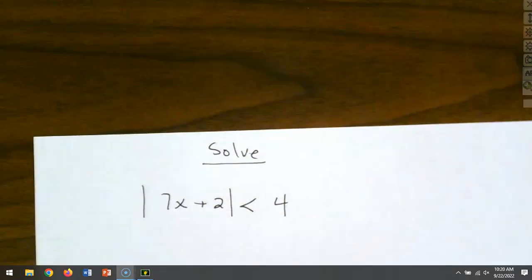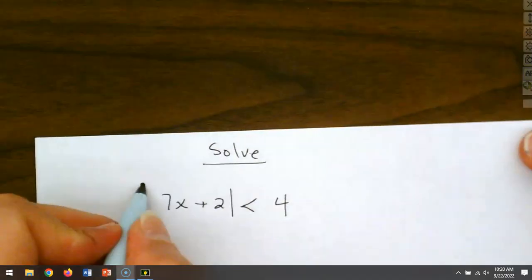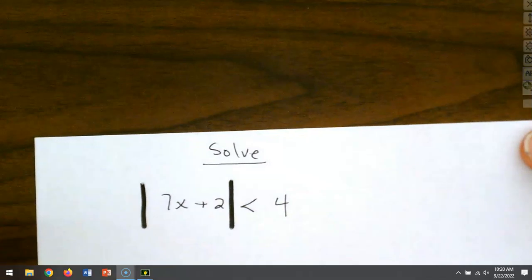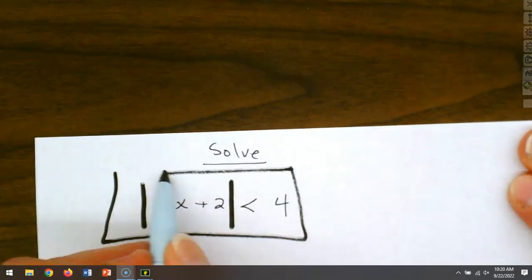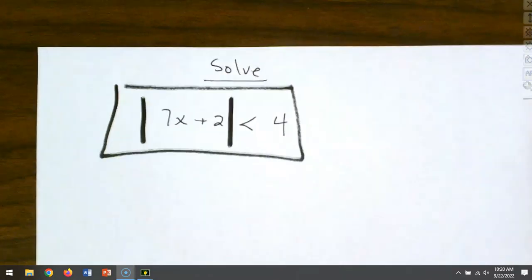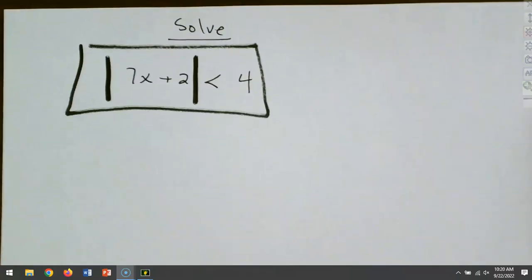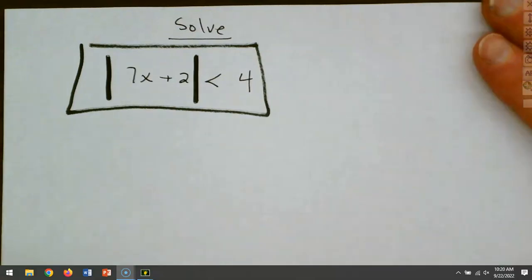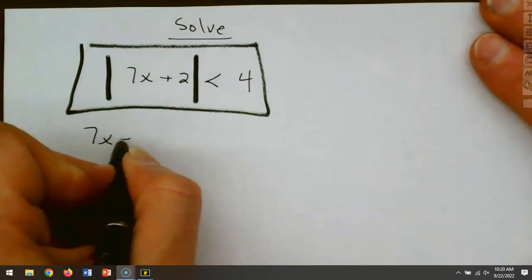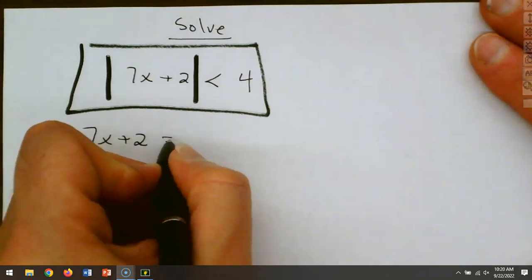So, what do we have here? We have an absolute value inequality. Do we need to move anything over first? Nope, it's already set up, so I'm going to put a box around it. I just do that so I don't lose track of things. Sometimes it's easier for me to put a box around it, so when I go back, I don't accidentally lose the original. So there's our original. And what is it going to look like? 7x plus 2 equals 4.